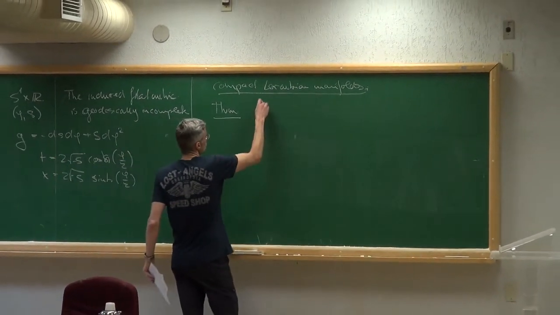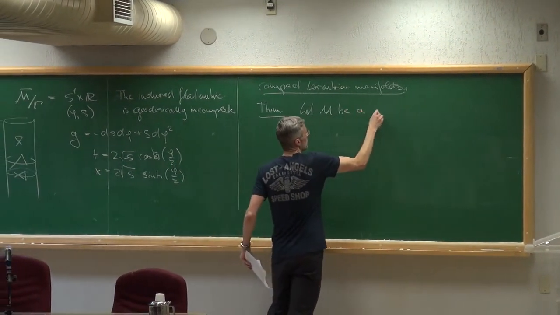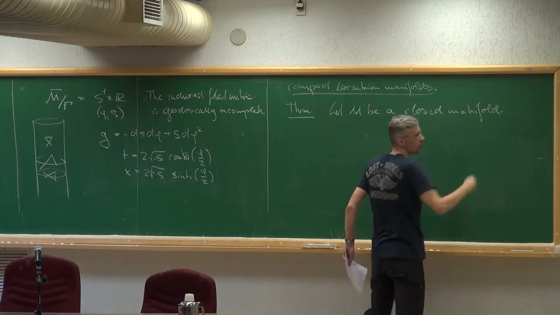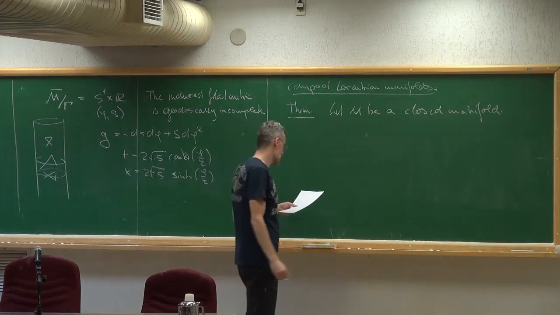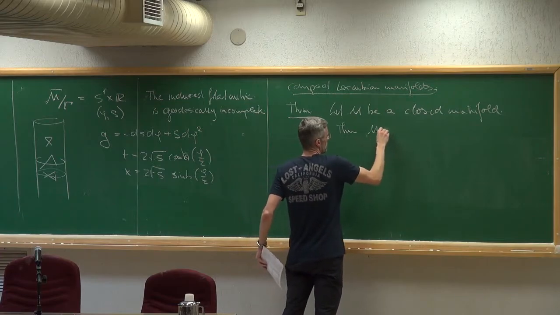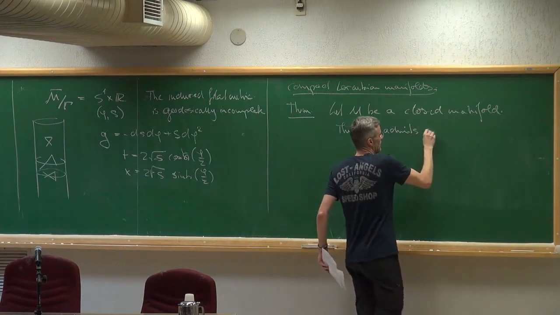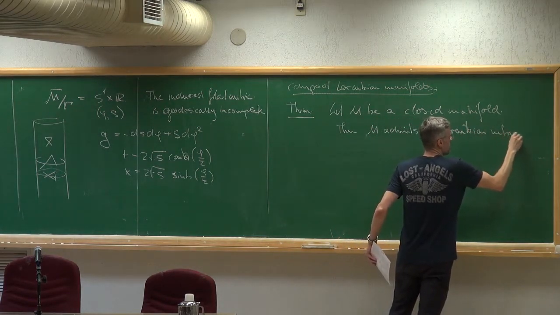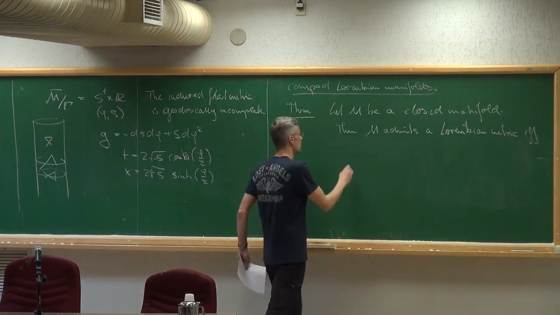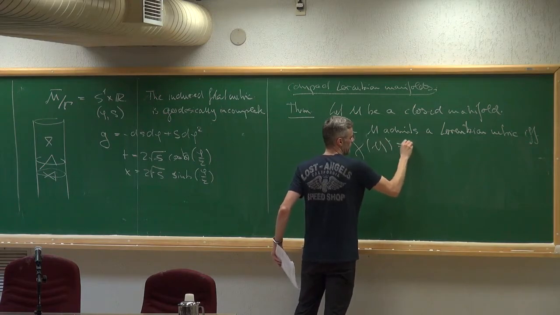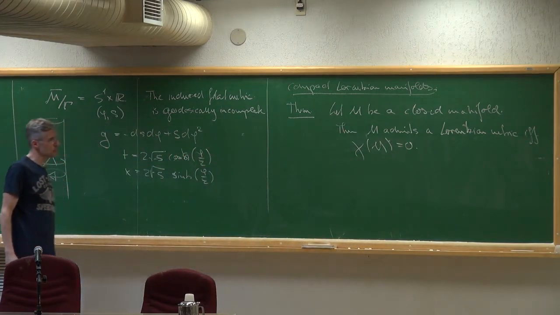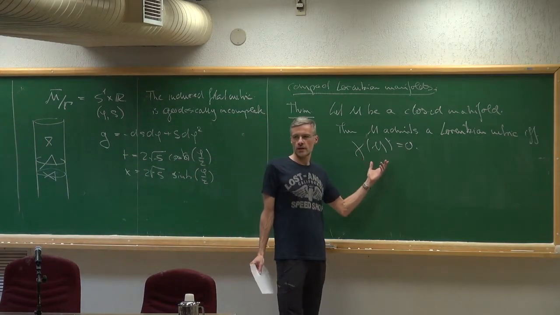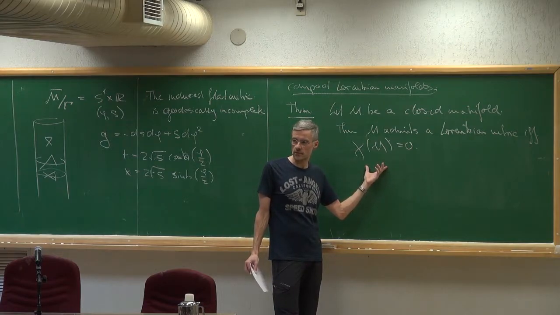Right? So let M be a closed manifold. And when I say closed, I mean compact without boundary. Then M admits a Lorentzian metric if and only if the Euler characteristic of M vanishes. So that's an actual topological condition. For example, the two-sphere does not have a Lorentzian metric.